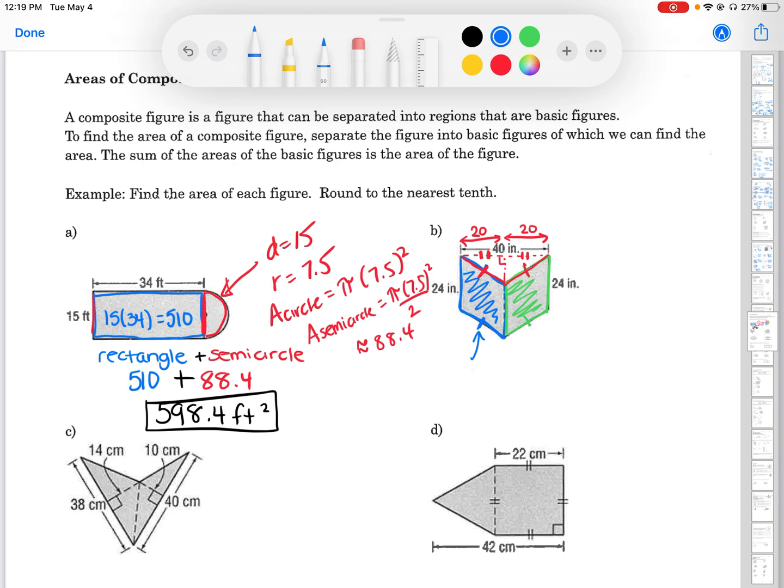with a height of 20 and 24 as a base. So 24 times 20, that's going to give us 480 for the blue. Plus, let's find the green. So we have a base of 24 and 20 for the height. So again, 24 times 20, another 480, and that's going to give us 960 inches squared.